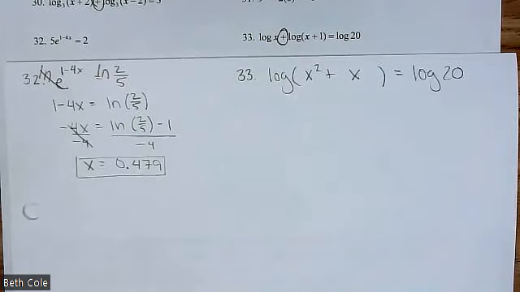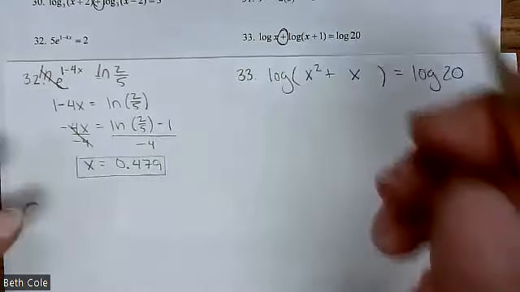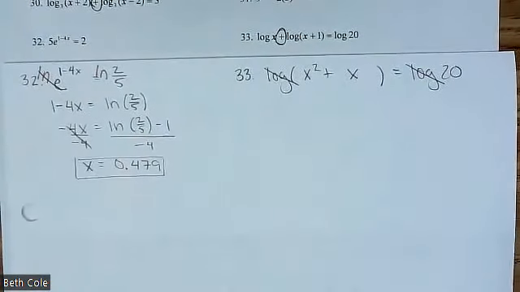Now, what else do you notice? You want to look at what you have now and think about where you would go from there. What do you see on both sides? They both say log. So since it's the same on both sides, you can just cancel them out. So you get x squared plus x equals 20. Where would you go from there?